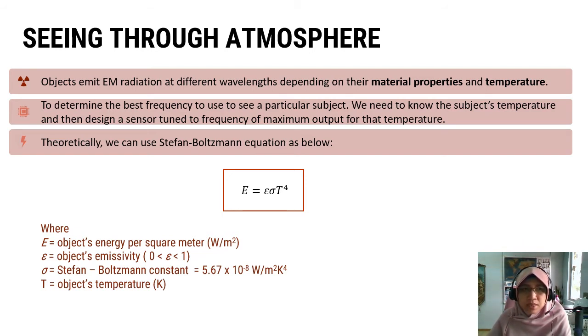To determine the best frequency to use to see a particular subject, we need to know the subject's temperature and then design a sensor tuned to the frequency of maximum output for that temperature. For example, if we need to detect the hot plume from rocket exhaust, we need to know its temperature and then design a sensor tuned to the frequency of maximum output for that temperature.